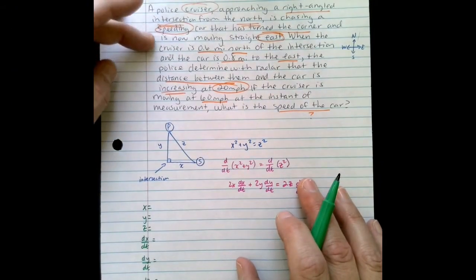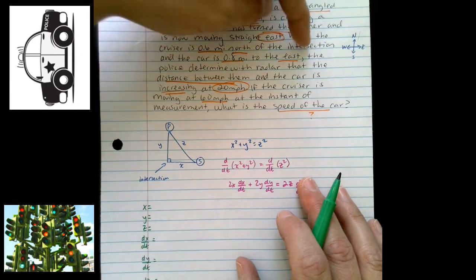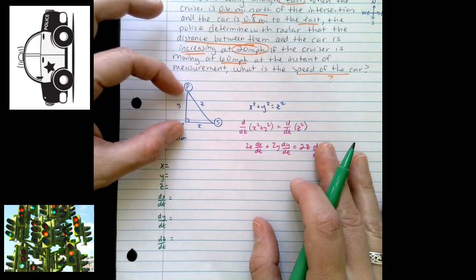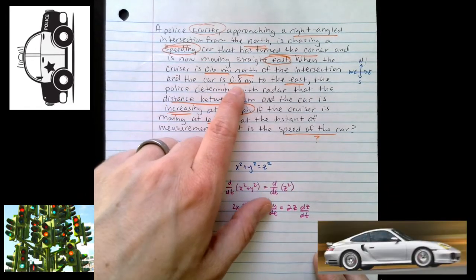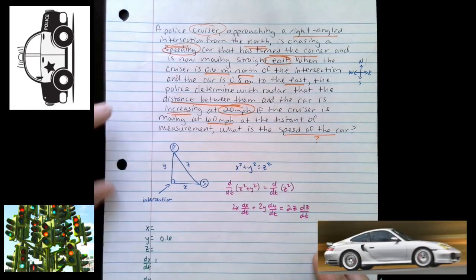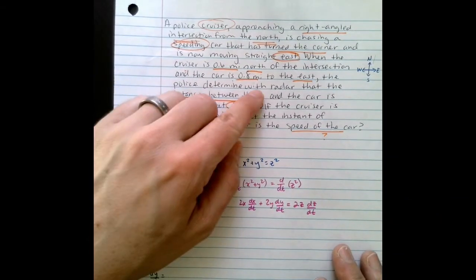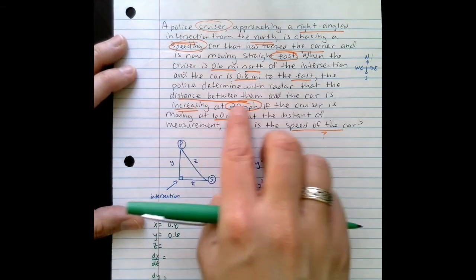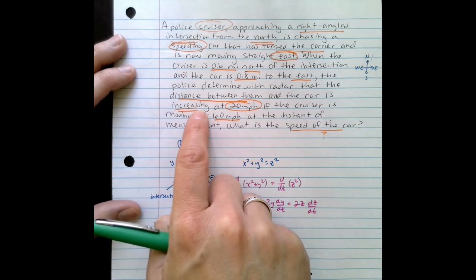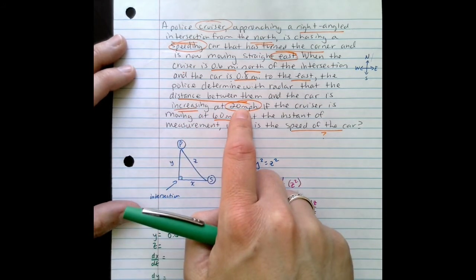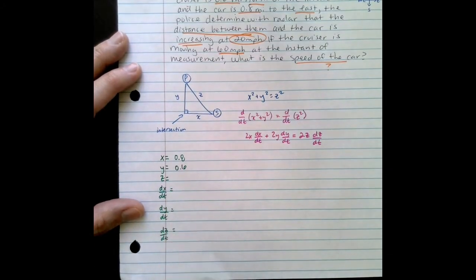So let's start right about here. It says when the cruiser is 0.6 miles north of the intersection. Okay, so that's going to be the y value. Let's see, and the car is 0.8 miles to the east. Okay, so that's going to be this distance x. The police determined with radar that the distance between them, so that's z, is increasing. Okay, that means it's changing at 20 miles an hour. That is a rate. So we're not going to put 20 into z, it's going to go into dz/dt.